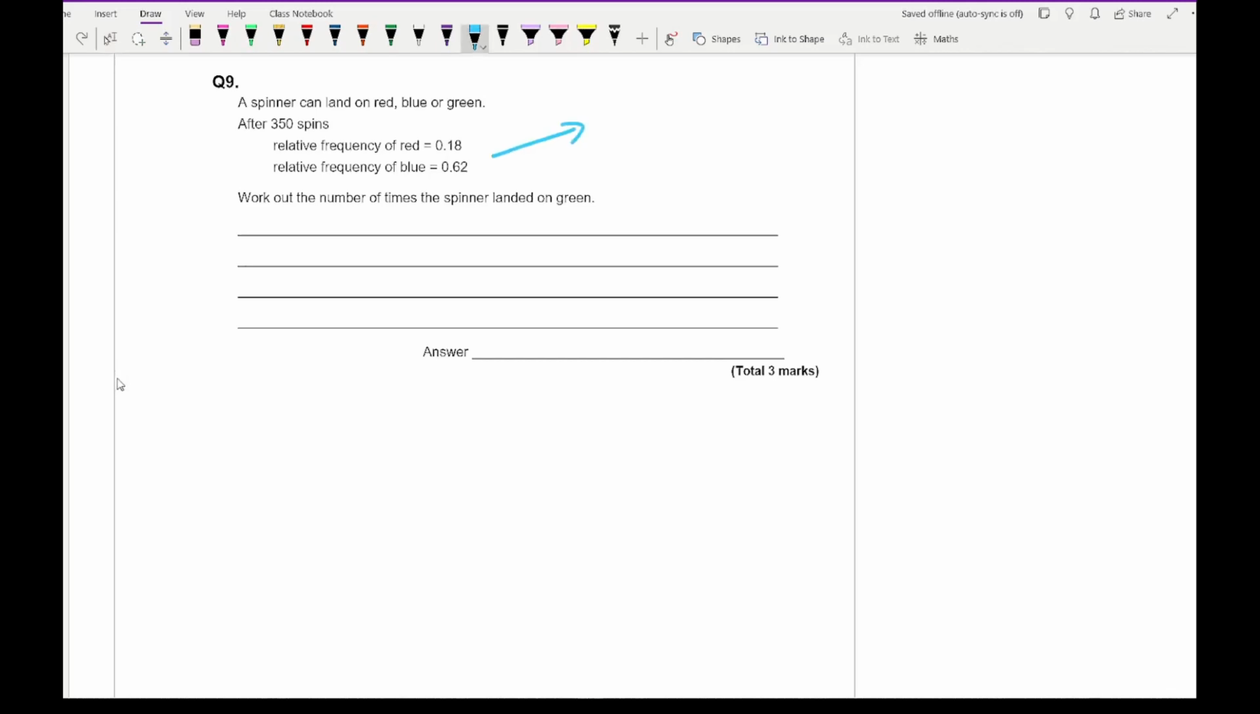So for this, all we need to do is take away all of those from 1. So I've got 0.18 minus 0.62, and take away all that from 1. So 1 minus 0.18.